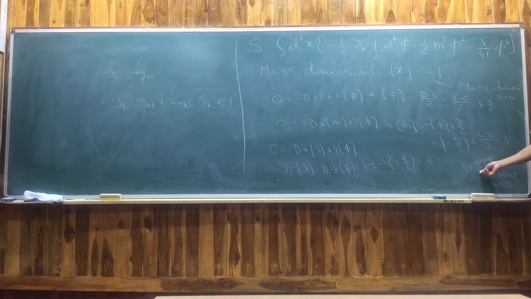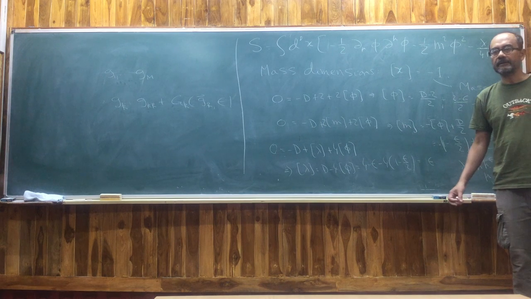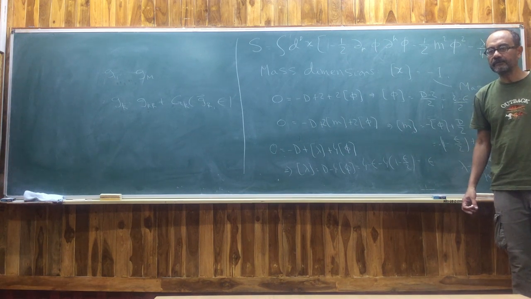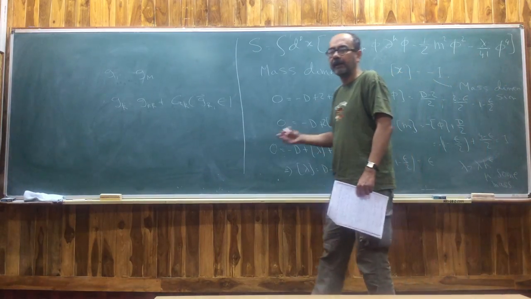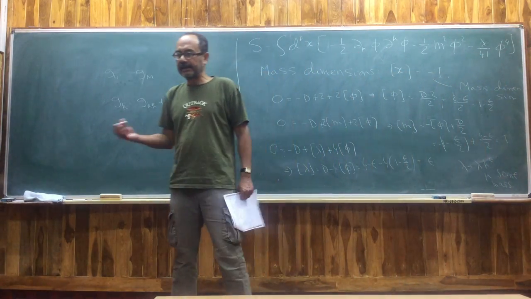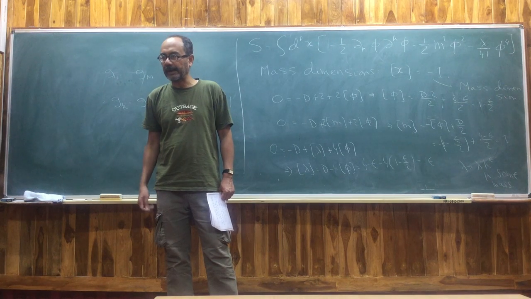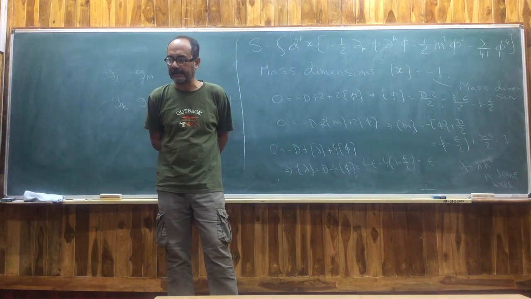Sir, this mu does introduce some scale in the Lagrangian? Mu introduces a scale in the Lagrangian, but of course the final result should be independent of that scale. The physical result should not depend on the value of mu, but at this stage mu is introducing some kind of scale in the Lagrangian.